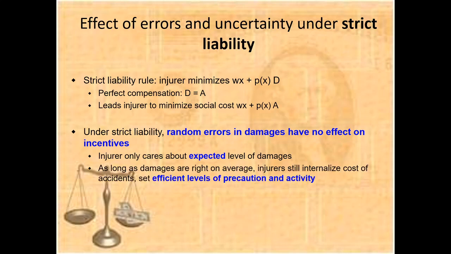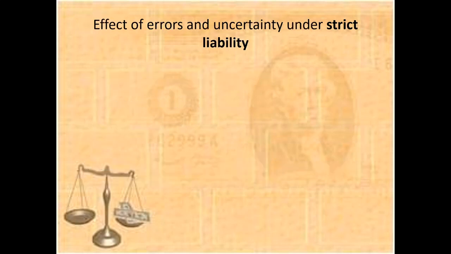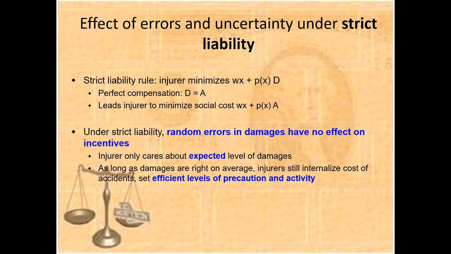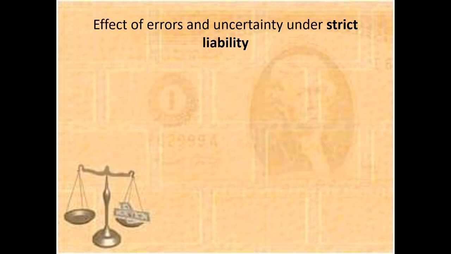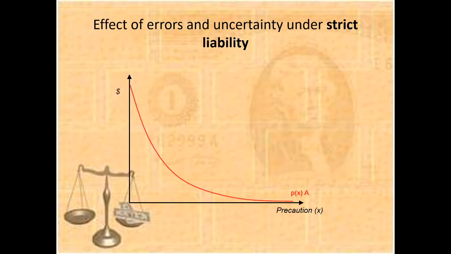So it only cares about the expected level of damage. As long as damages are right on average, injurers still internalize the cost of the accident and set the efficient level of precaution and activity, but otherwise they cannot, and then things are going to be very bad in that situation. So let us understand that in a diagrammatic format.